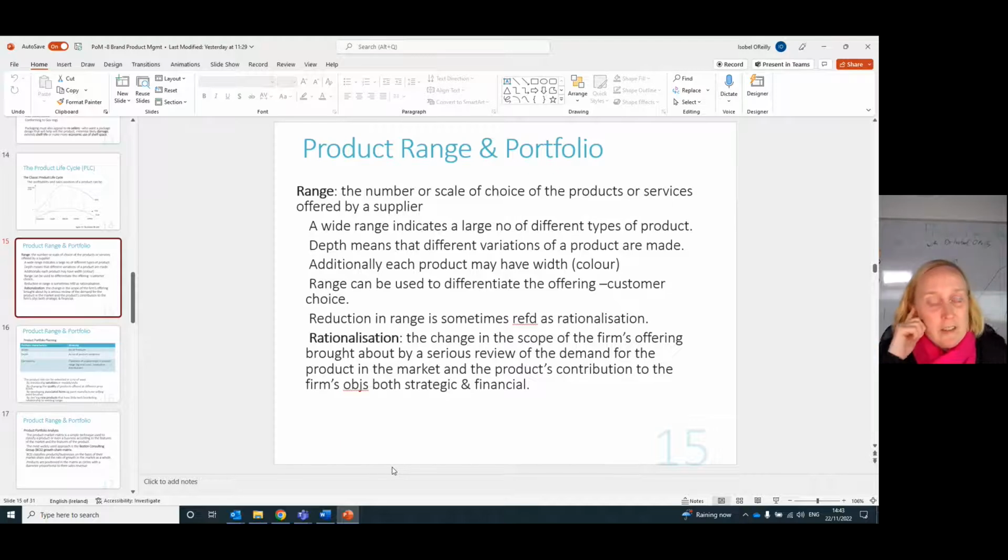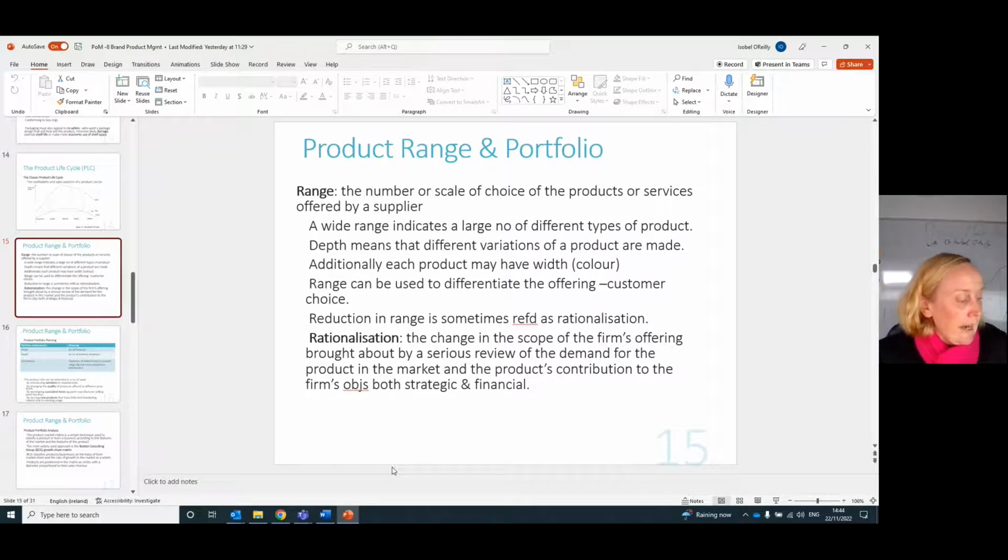So rationalization, the definition then, is the change in the scope of a firm's offering brought about by serious review of the demand for a product in the market and the product's contribution to the firm's objectives, both strategic and financial. So firm's objectives, obviously profit is probably one of them. It could be to try and maintain market share, would be another as well, that might be important.